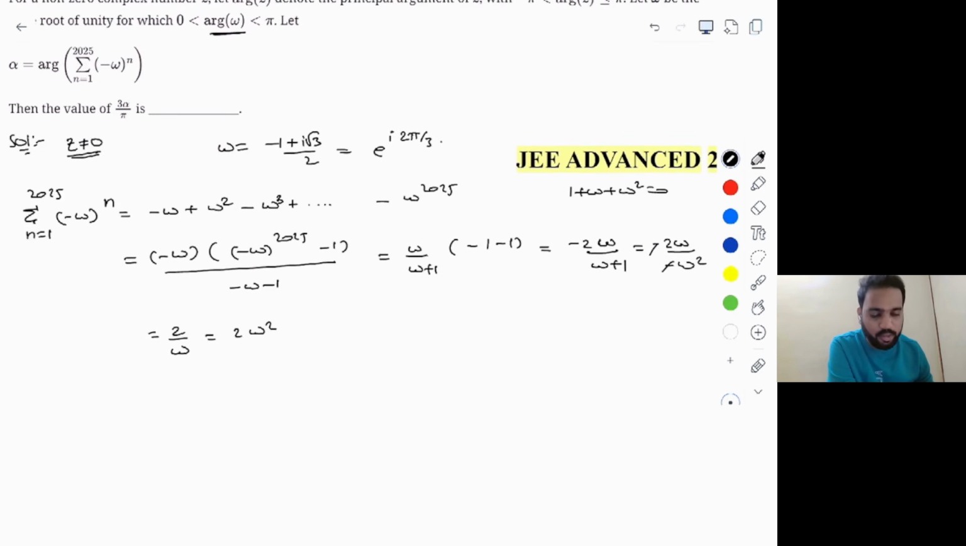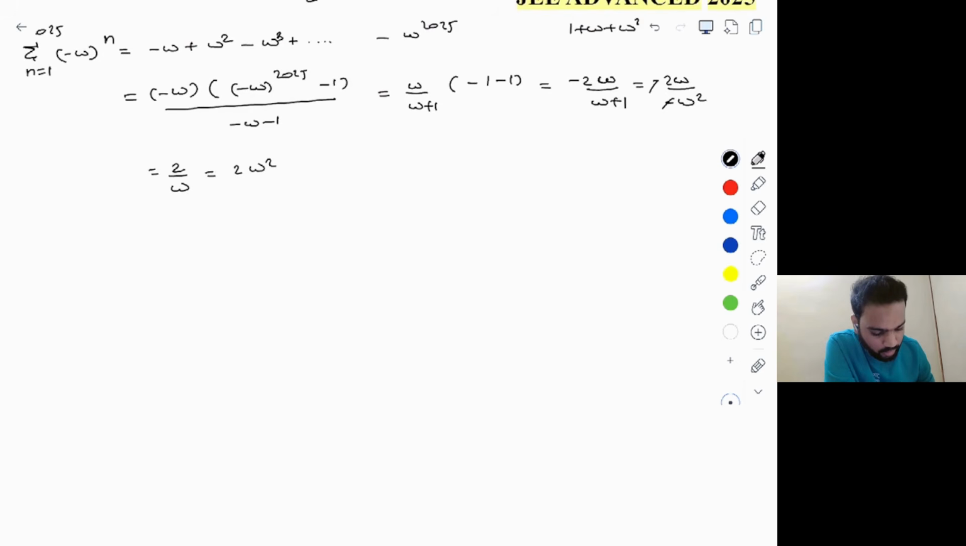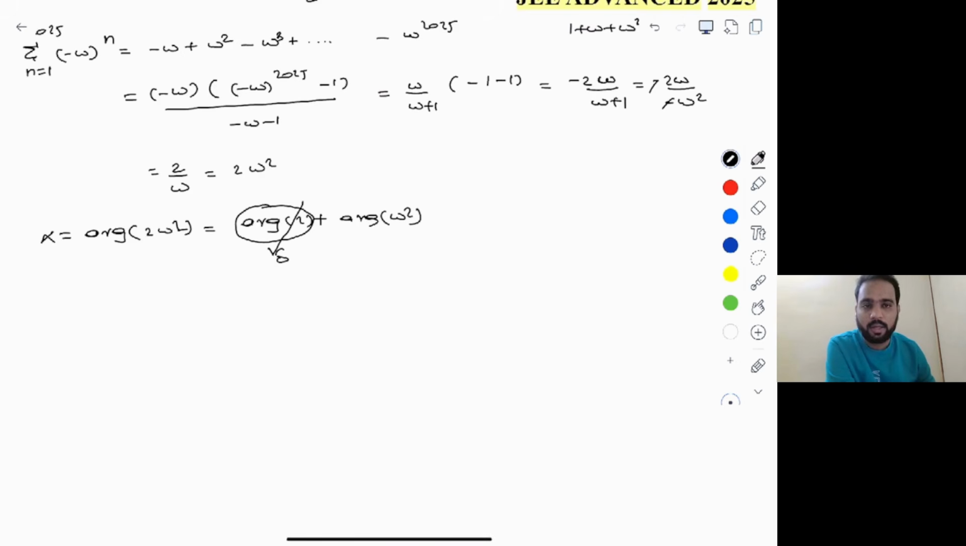But alpha in the question is given as the argument of this value. So let's put that. Alpha is equal to the argument of 2 omega square. Now we know the property here. I can write this as argument of 2 plus argument of omega square. But argument of 2 is equal to 0, right? Because 2 is a positive real number, and the argument of any positive real number is 0.